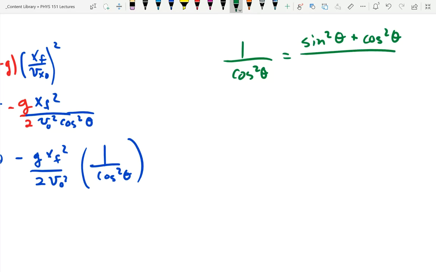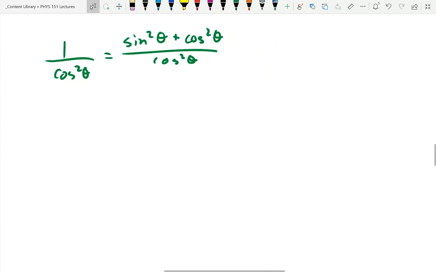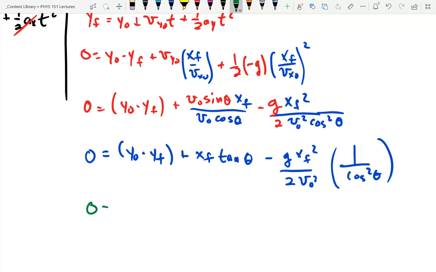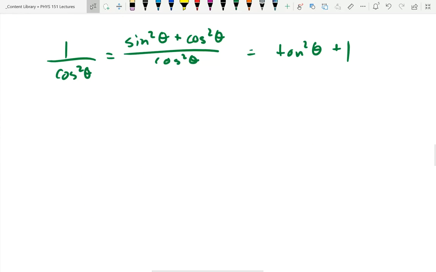Right. Sine squared theta plus cosine squared theta is always 1. Tangent squared theta plus 1. Now, if I write that in, okay, so I just replaced 1 with sine squared theta plus cosine squared theta. And then sine over cosine is tangent. So sine squared theta over cosine squared theta is tangent squared theta. And cosine squared theta over cosine squared theta is 1.